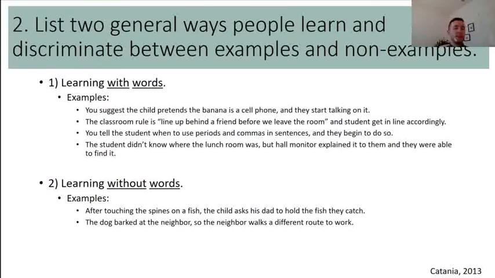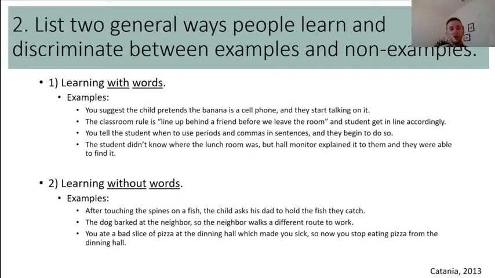So the dog barked at the neighbor, so the neighbor walks a different route to work. You ate a bad slice of pizza at the dining hall, which made you sick. So now you stop eating pizza from the dining hall. Again, it doesn't involve words. With each hit of the ball with the bat, the baseball player's accuracy increased. Right? So it's a change in behavior as a result of experience, but it doesn't involve words.